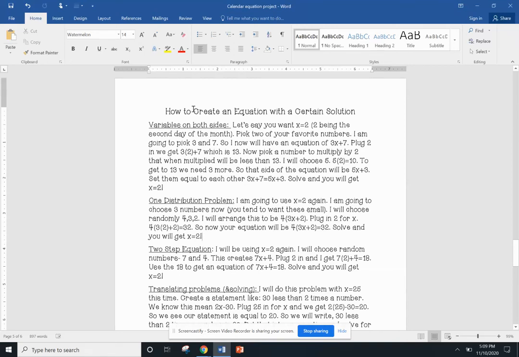So I'm going to go over how to create an equation with a certain solution. So, variables on both sides. This one I like to say is the hardest of the rest of them, so it's very important that you're paying attention.